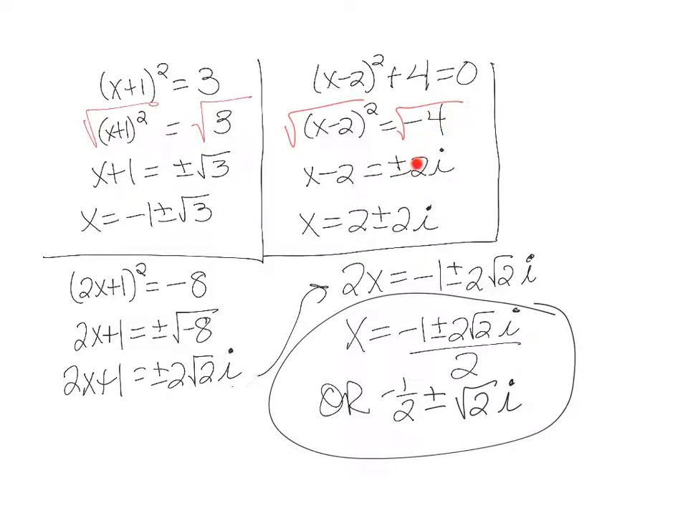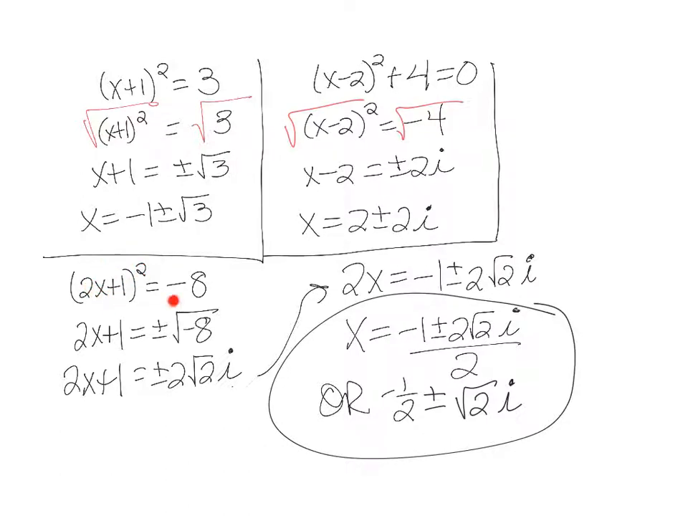The square root of 4 is 2. The square root of the minus gives me the i. I still have x minus 2 on the left, so I add 2 to both sides, and I get my final answer right here. You always simplify your roots. You always reduce your fractions to lowest terms, and you don't forget the plus or minus. One more.